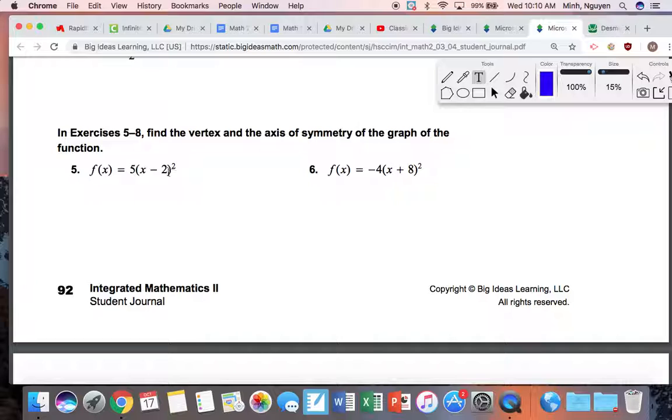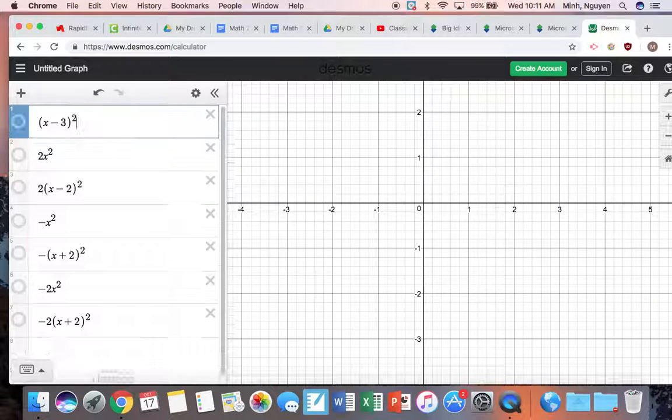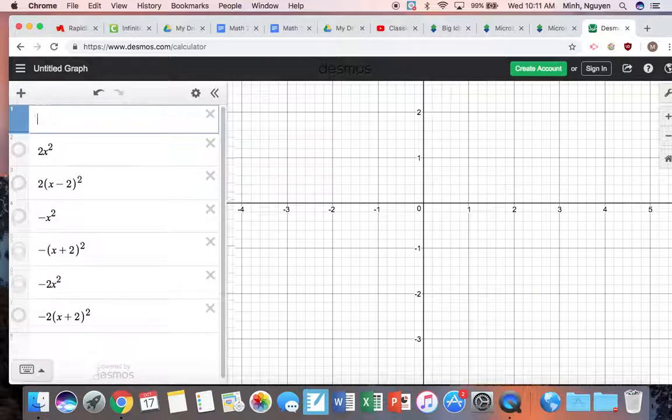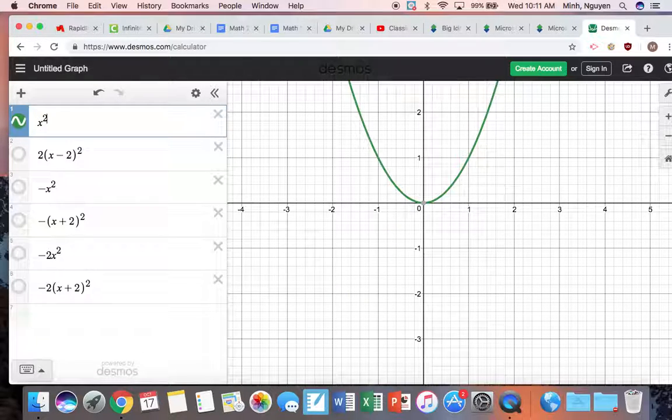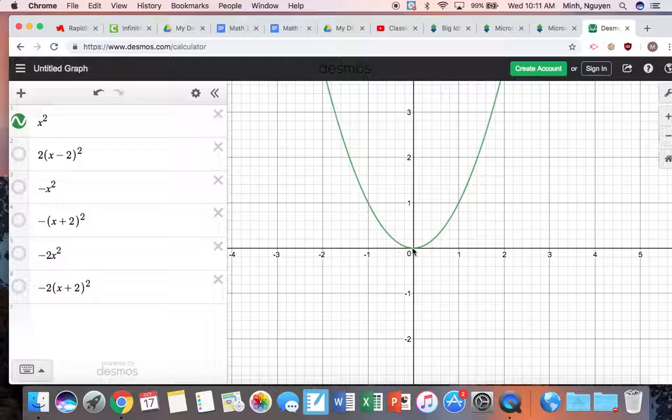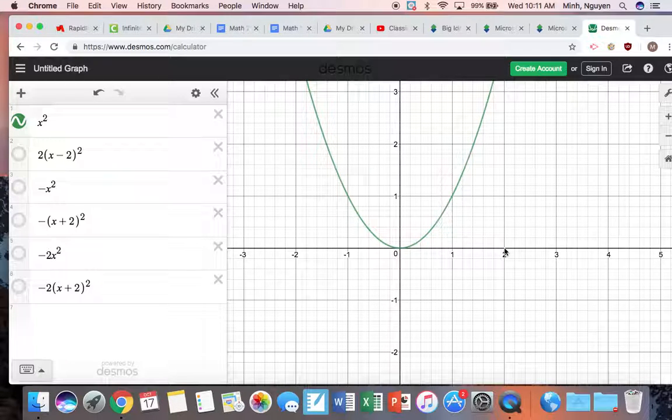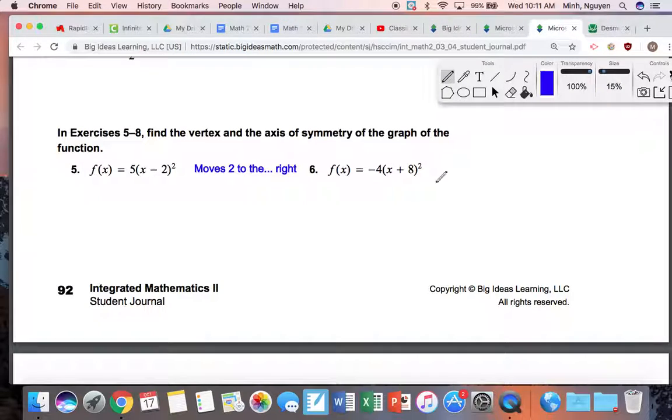So what happens? What does -2 mean? Moves 2 to the right. And so let's see. If my original graph is just x squared, and I move 2 to the right, that means this way and this way. This is my new vertex. My new vertex would be 2, 0. Vertex 2, 0.